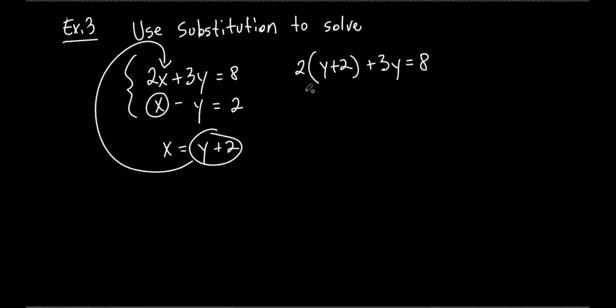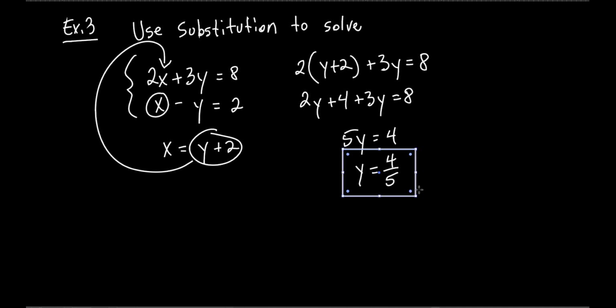Everybody with me? So distribute. All right, so that's 5y. Subtract 4. You get 4. Divide by 5. y is what? 4/5. Again, that's not my final answer because I want 2 answers. I want x and I want y. So I'll just put that in a box right now, just for safekeeping.